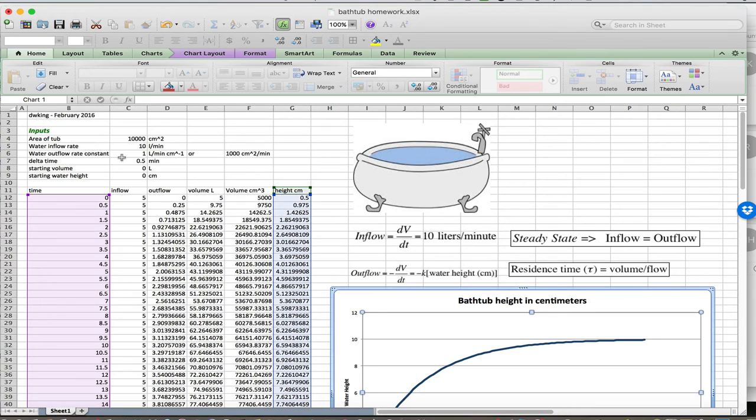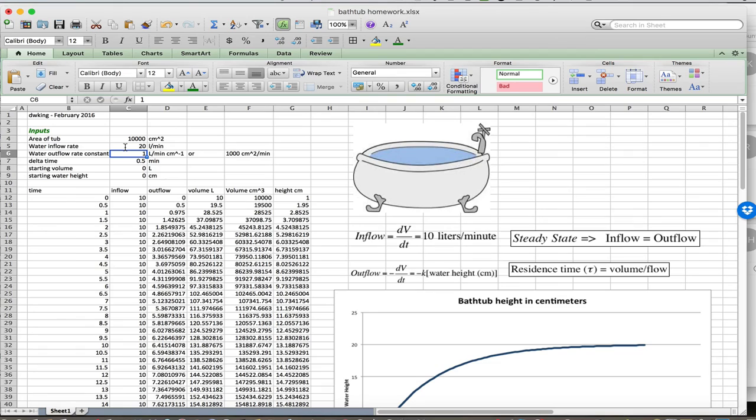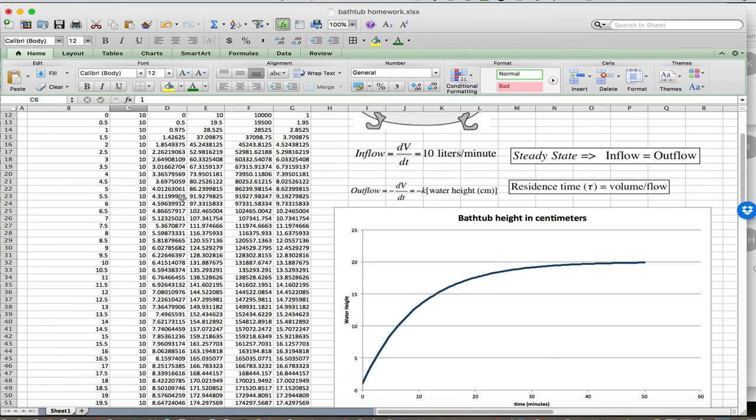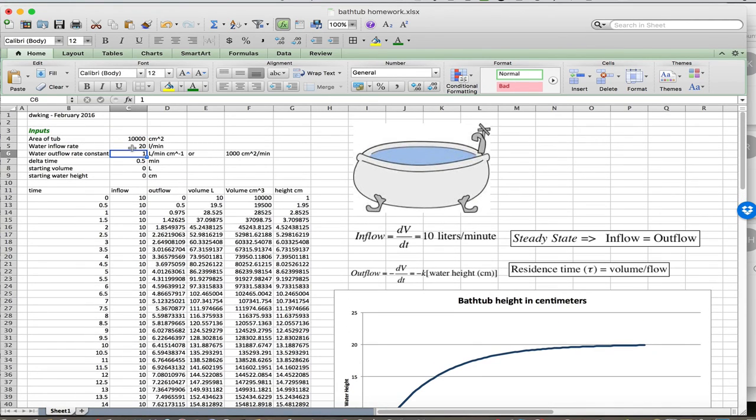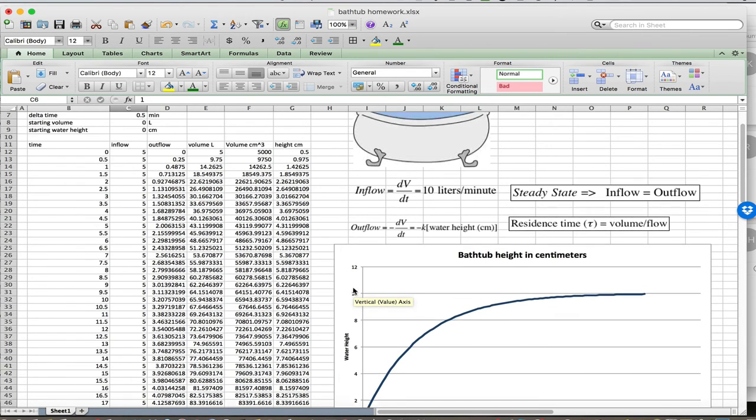If I wanted to play around with it, I could increase the inflow rate. If I do that, the tub should reach a new steady state that's higher. Change that to 20. And sure enough, my tub now fills to 20 centimeters. The graph doesn't look like it's changing. That's because it's auto-scaling here.